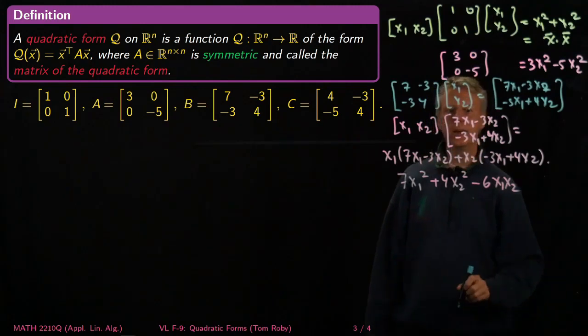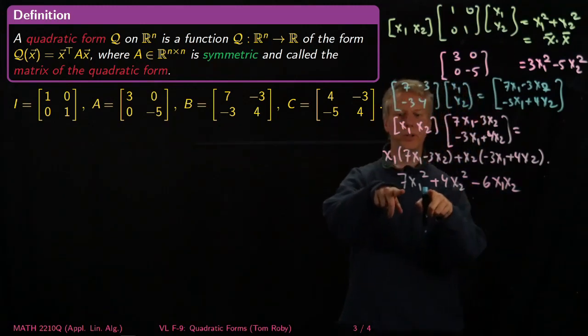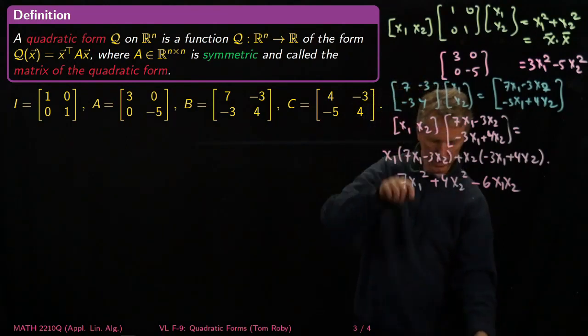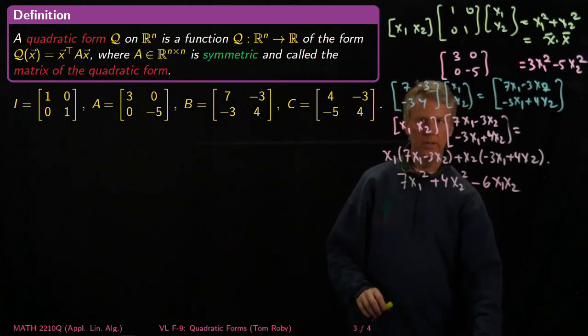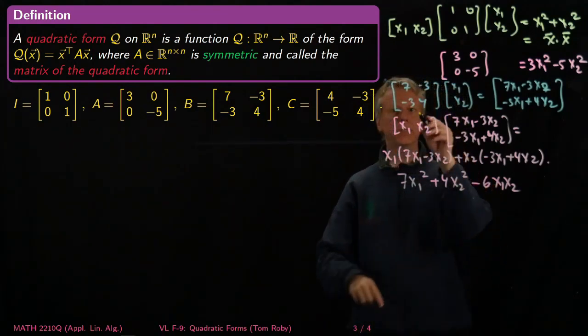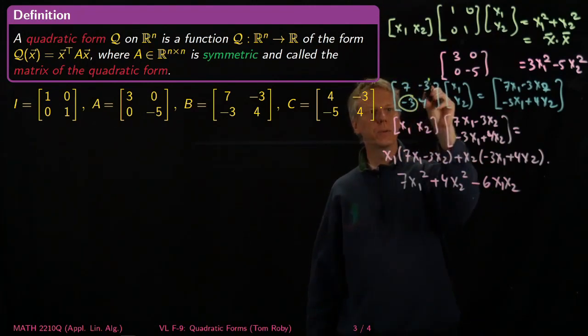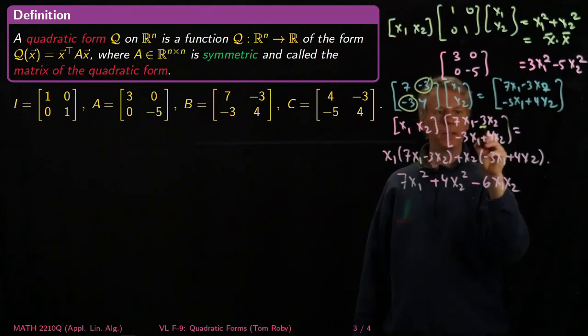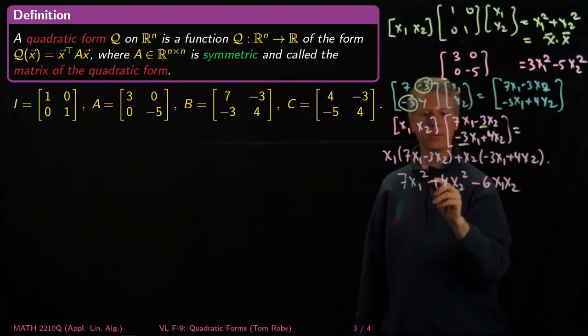Let's just take a minute to analyze where these things come from. So the 7 and the 4 are clear in this matrix. But now let's think about what's the 6? Well, this 6 is really, if you think about this minus 3 and this minus 3, what's happening to them? Well, I've got the minus 3 here, the minus 3 here.